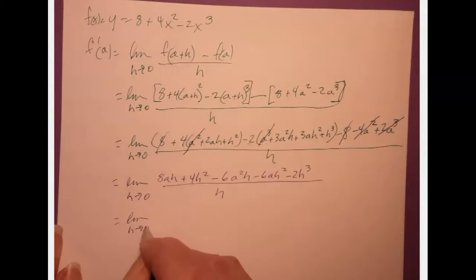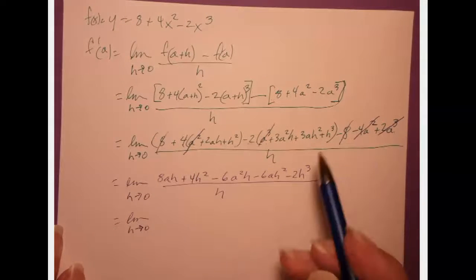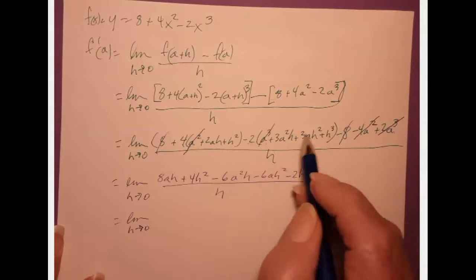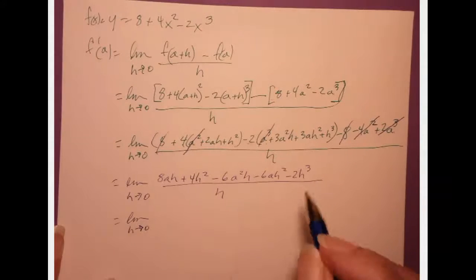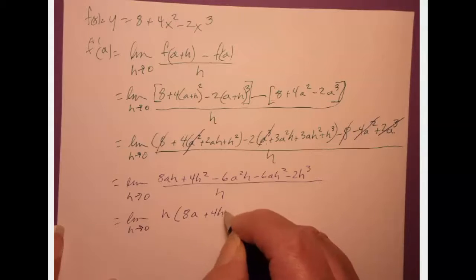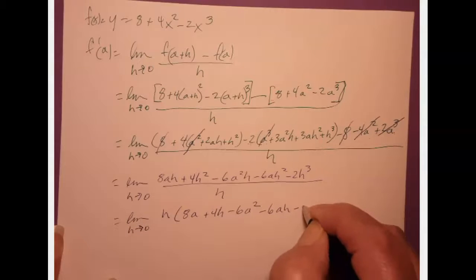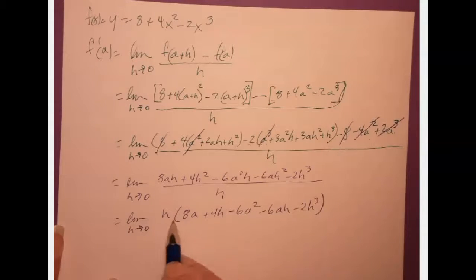Now, if you understand how to skip steps here, you can skip some, not all of it. I need to see this part, I need to see this part. But then in here, if you realize that you can factor out an h and just write down the result, that'd be fine. So here I can factor out an h. I get 8a plus 4h minus 6a squared minus 6ah minus 2h cubed. So I took out an h out of every one of these terms. 8a, 1h is gone, 1h is gone, 1h is gone, 1h is gone. All divided by h. Now the h goes away and I'm able to take the limit here.